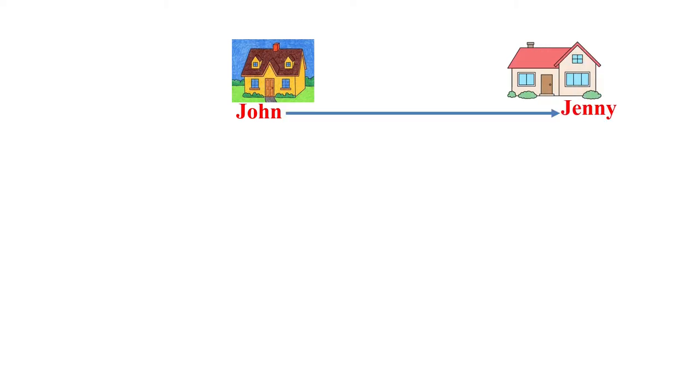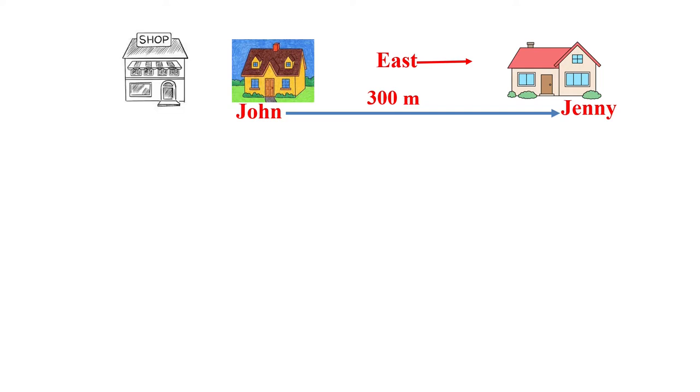This is the house of John, and he was invited by Jenny, whose house is 300 meters away from John, and it is towards the east direction. John planned to give her a gift and flowers, so he searched for a shop. The shop was in the opposite direction. It is towards the west, at a distance of 100 meters from John's house.